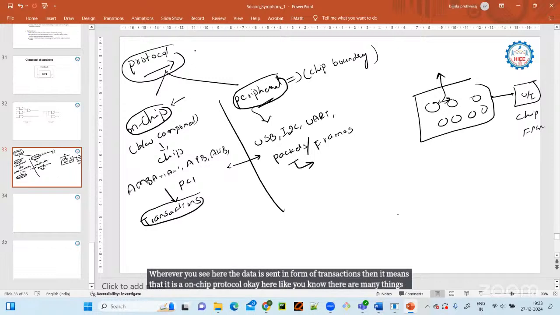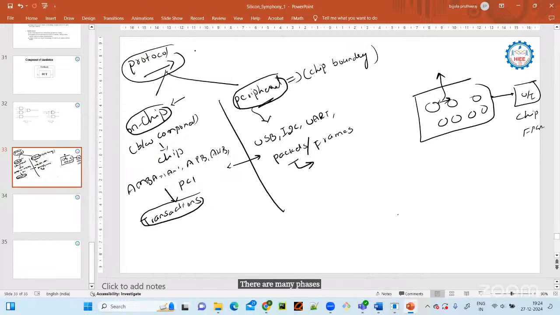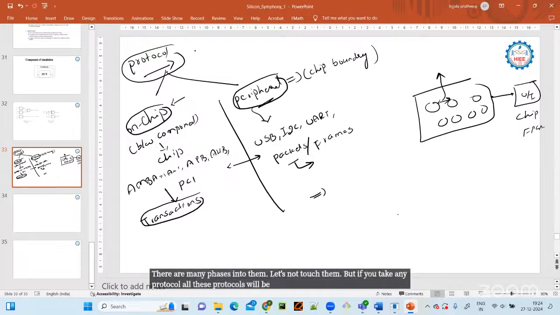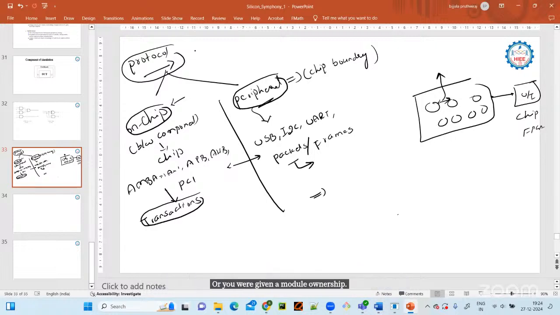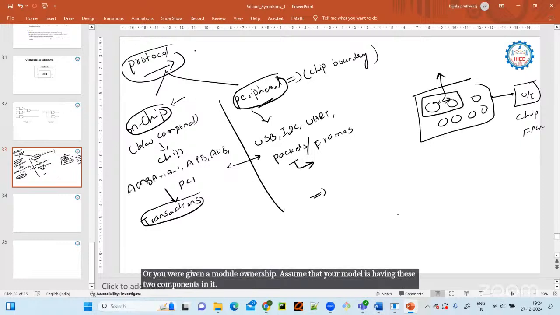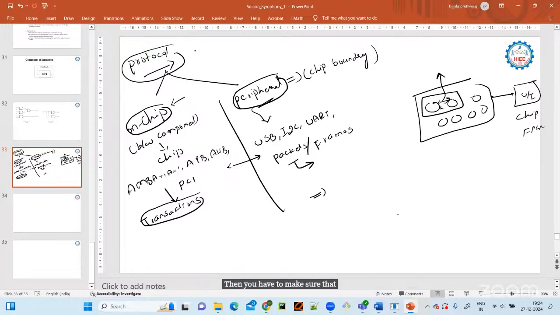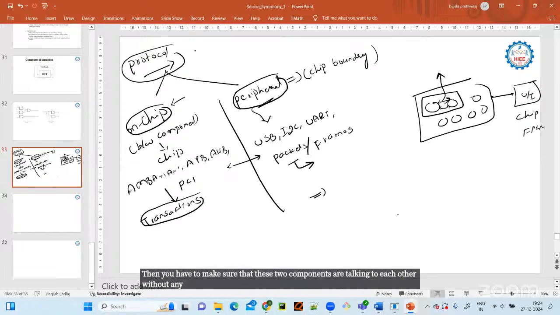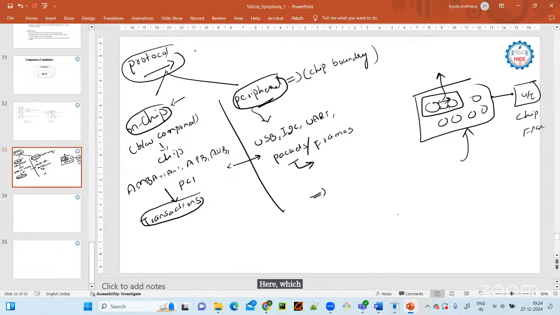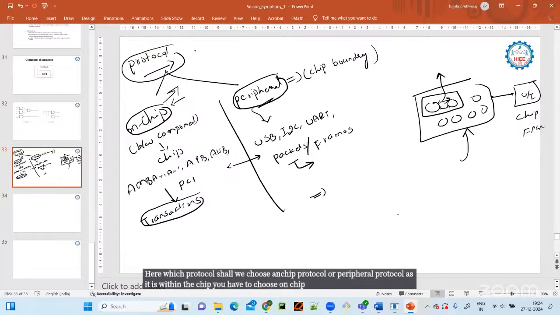If you go deep into what a protocol is, there are many phases in them. Let's not touch them. But for example, you want to develop a chip, or you were given a module ownership. Assume that your module has these two components in it. Then you have to make sure that these two components are talking to each other without any interference. Which protocol will you choose, on-chip protocol or peripheral protocol? As it is within the chip, we have to choose on-chip protocol. And I have many on-chip protocols like AXI, APB, AHB, PCI. Among these, which one should I choose?